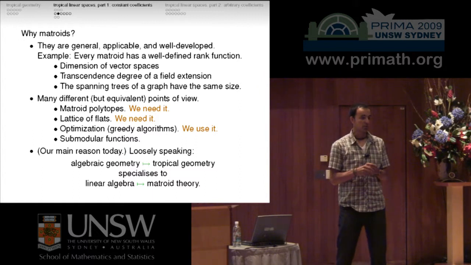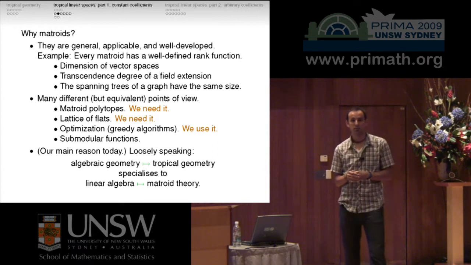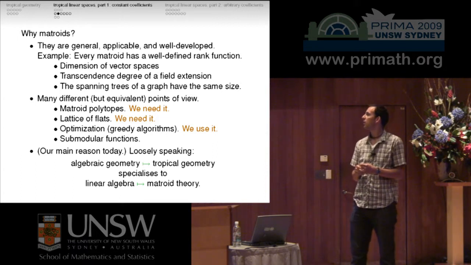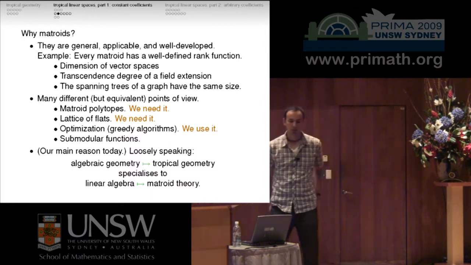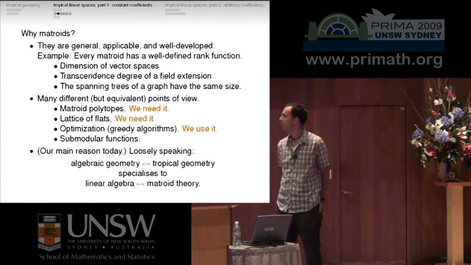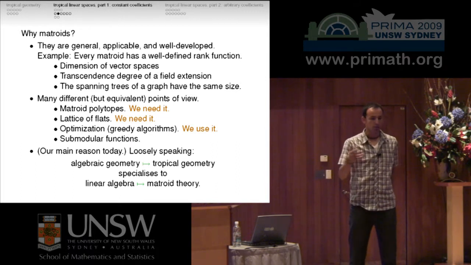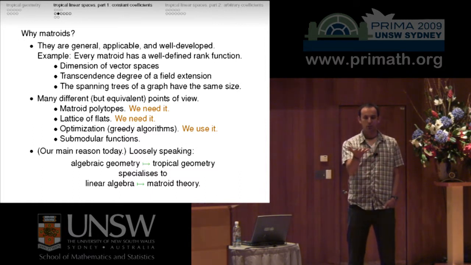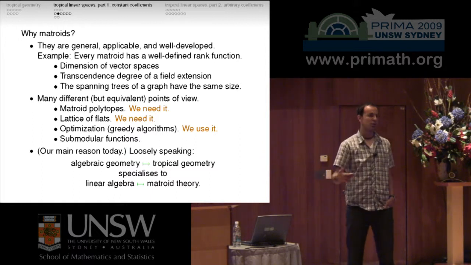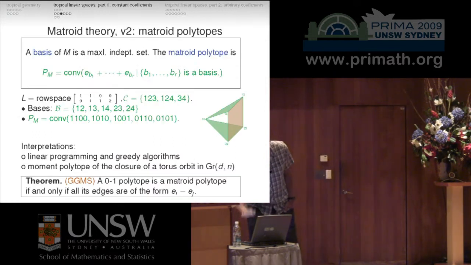And it's very well developed, so there's a lot of different points of view that we can use. There's matroid polytopes that we will talk about. There's lattices of flats that we will talk about. There's a very nice machinery of matroids that you can use to apply to all of these settings. Okay? But the main reason that we're going to care about matroid theory is that we're talking about taking algebraic geometry and tropicalizing it. And if you look at how that specializes to linear spaces, then you will see that basically this tropicalizes to sending linear spaces into matroid theory. Okay? It's kind of inevitable to arrive there. Okay?